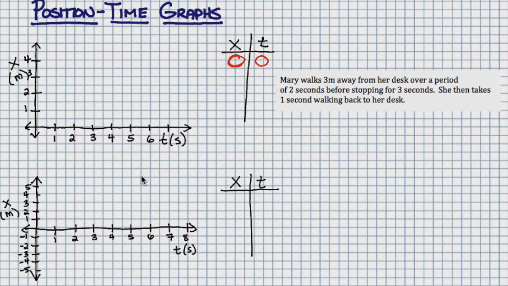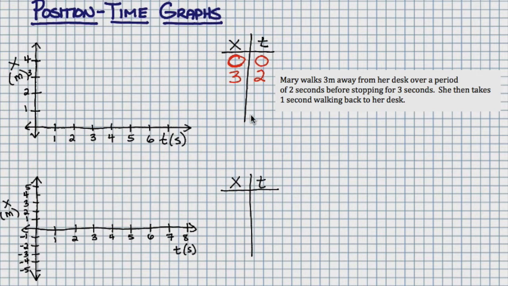But if we keep reading, she then walked 3 meters away from her desk over a period of 2 seconds. So our next point in her motion would be at 2 seconds. 2 seconds have elapsed. And where is she? Well, after 2 seconds, she's 3 meters away. Then she stops for 3 seconds.